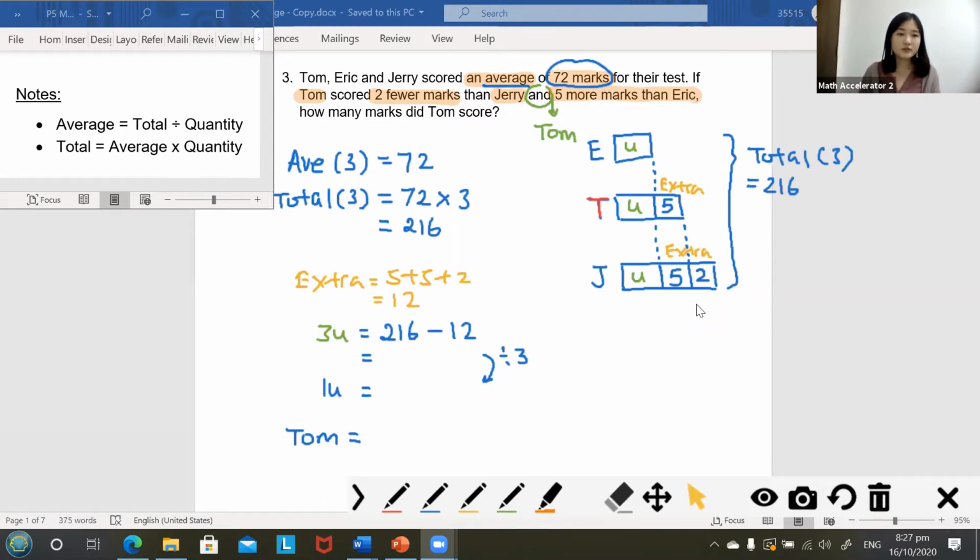Your answer not there means it's wrong already. You need to go and check your working again. Remember, after finding 1 unit, you need to find Tom's score, right? 1 unit is not your final answer. It can be if they're asking for someone else, not Tom.